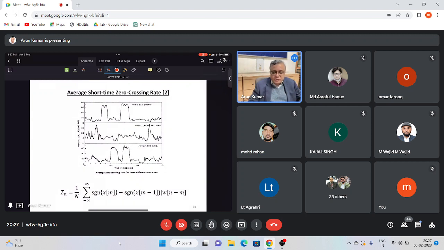So the average short time zero crossing rate, as the name implies, the expression is given below. That is the sign change, how many times the sign of the signal is changing in a given window, right? And that is normalized by the window length N. So that is called the zero crossing rate.